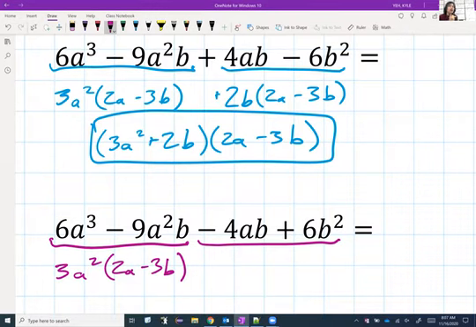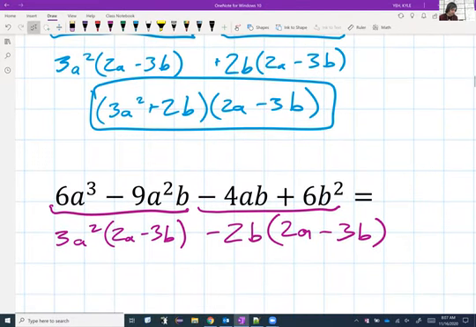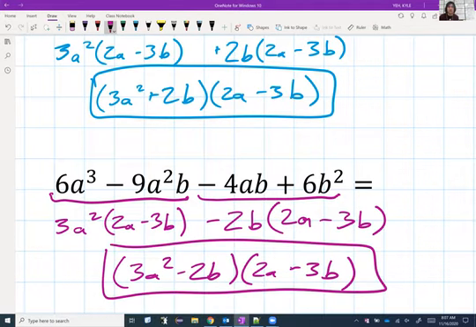because they have to match for us to use grouping. So with that in mind, I'm going to pull out a negative 2b. And the reason I know to pull out that negative is because then it will leave me with positive 2a minus 3b. And so we can always pull out a negative if we need to make those factors match. So 3a squared minus 2b, times 2a minus 3b. Just a quick aside, we can pull a negative out to make the signs work if we need to.